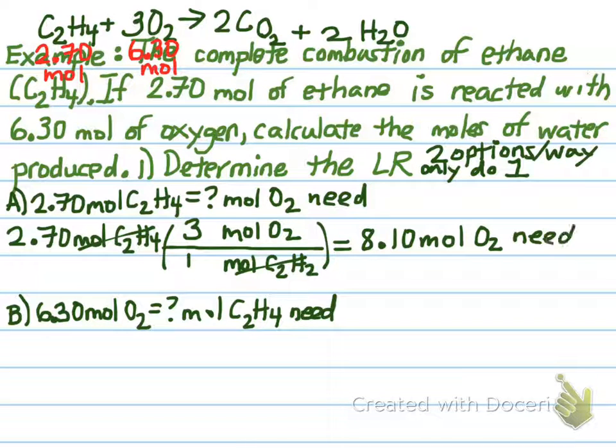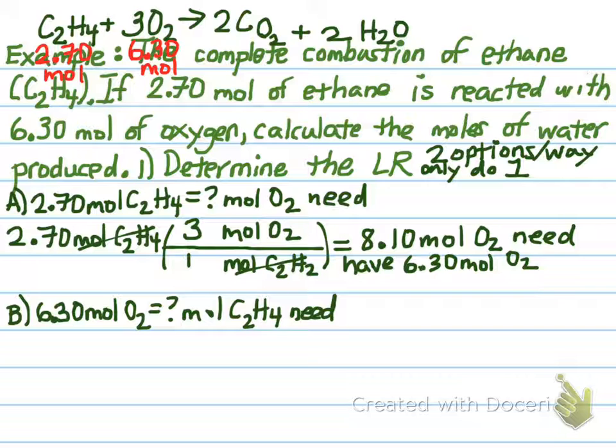Now, the math isn't usually what gives people a hard time. Usually it's the evaluation part. So this is how much we need. What this means is that to react with all of the ethane, we need 8.10 moles of oxygen. So now I want to look at how much we have. In the problem, we have 6.30 moles of oxygen. So the question is, are we going to run out of oxygen? Do we need more than we have?